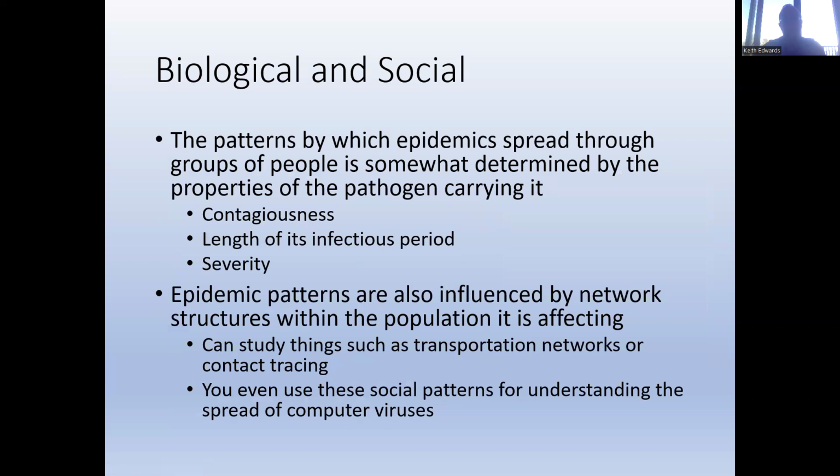So the patterns by which epidemics and disease spread through groups of people is somewhat determined by the properties of the pathogen carrying it. How contagious is this? How long does a person remain infectious after they contract the particular disease? And what is the severity? If the severity of the disease is too much, then people won't be able to spread it, oddly enough, or as effectively, because they're not out and about in the general population.